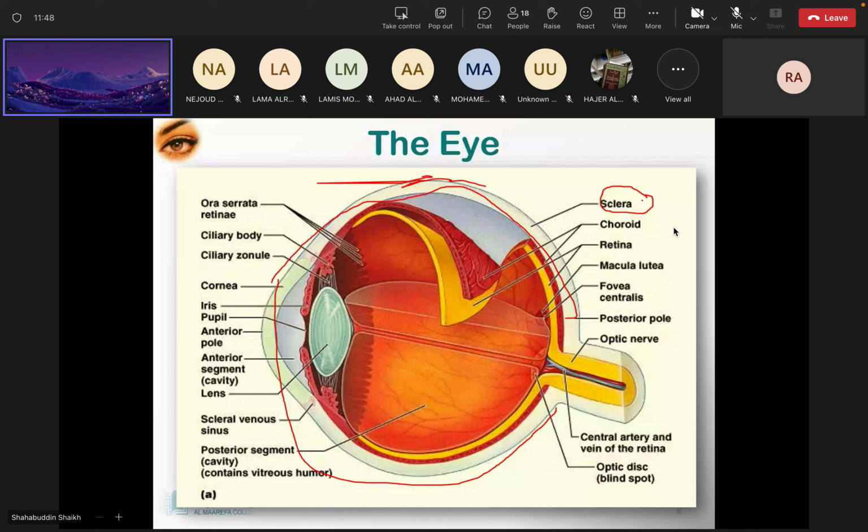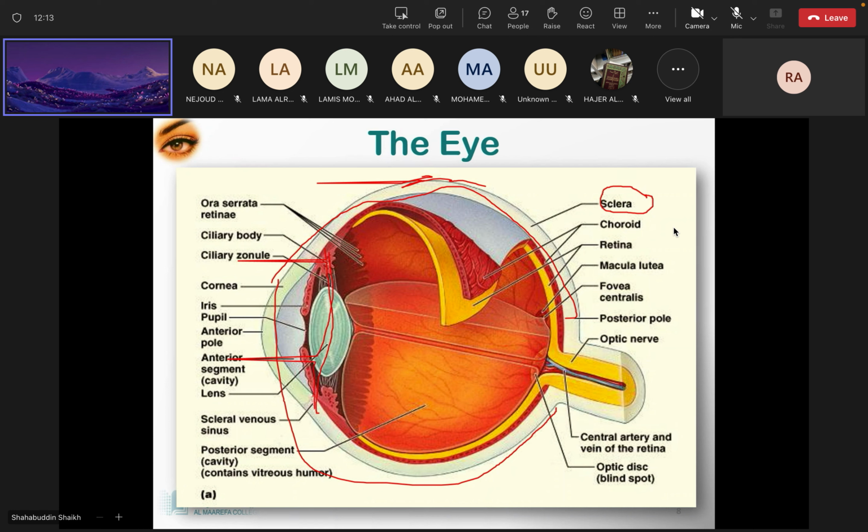So the outermost layer is the sclera. This is the fibrous part. It is a very tough structure. And the eye in general is filled with some substances. Now, with the help of this lens, we can divide. You can see the lens. You have covered this in anatomy now, isn't it? So the outermost is sclera and cornea.